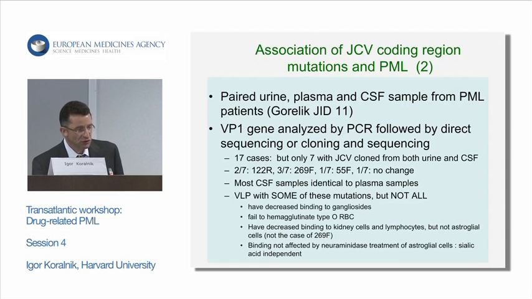And when they constructed virus-like particles, they saw that some of these mutations, but not all of them, had decreased binding to gangliosides, failed to hemagglutinate type O erythrocytes, and had decreased binding to kidney cells and lymphocytes, but not to astroglial cells, which was, by the way, not the case for the mutation at position 269. Then they also saw that the binding was not affected by neuraminidase treatment of astroglial cells, which meant that this was sialic acid independent.